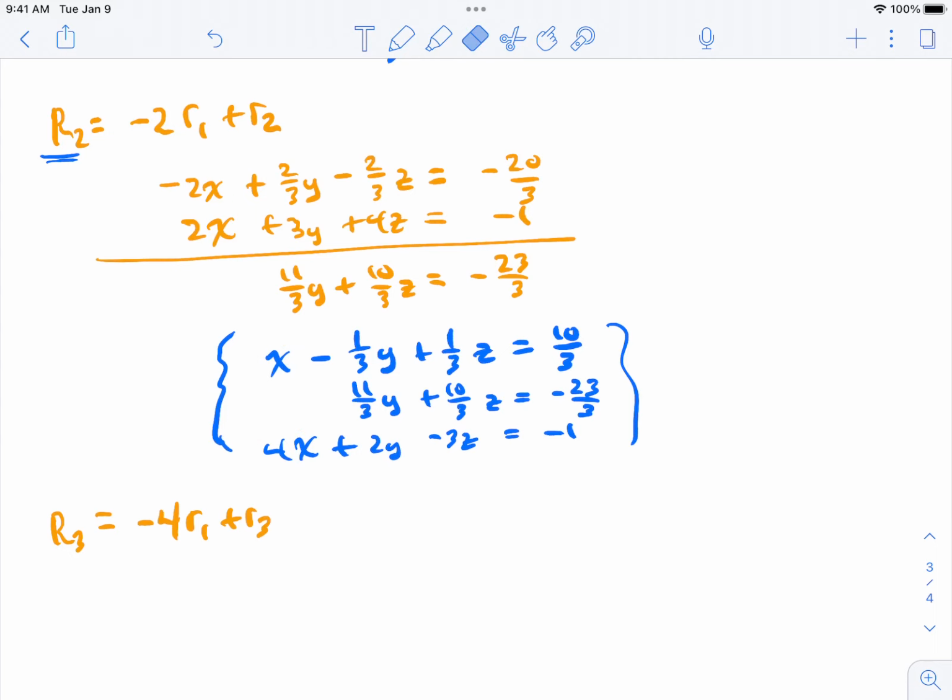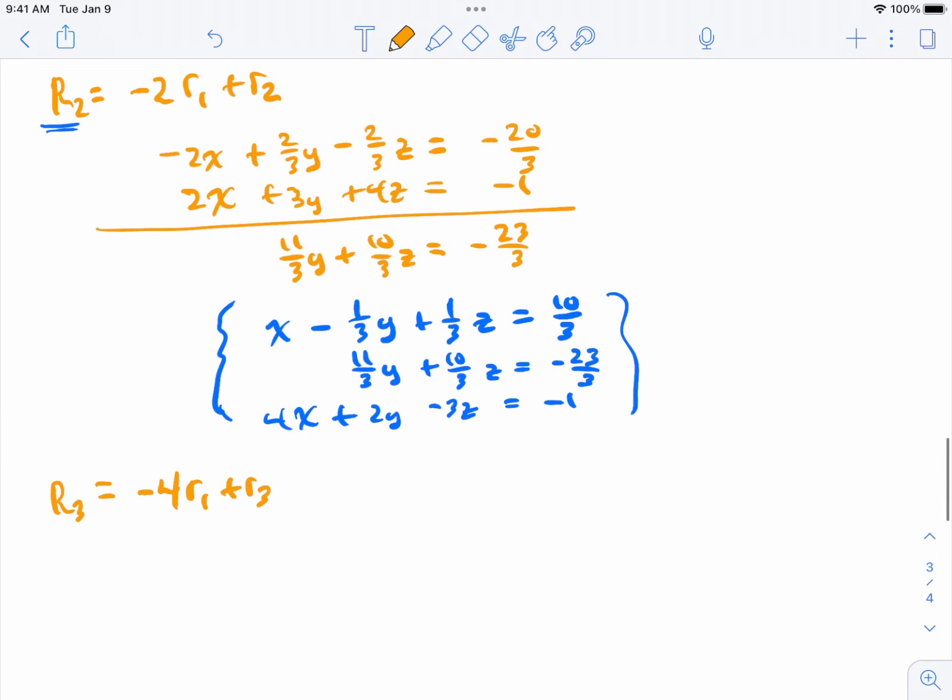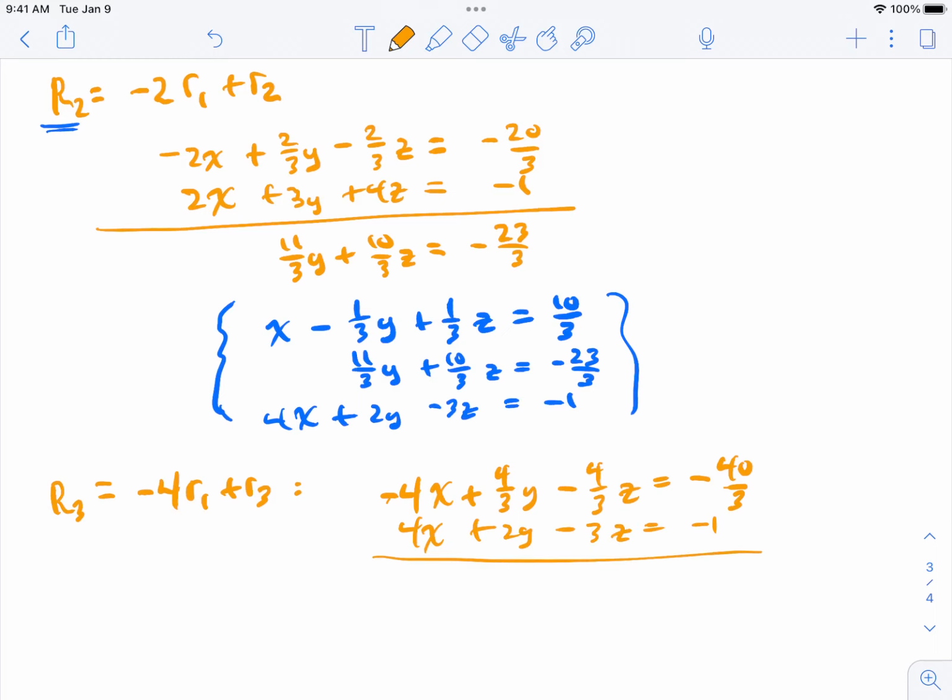Get that out of the way. So what's that going to look like? Negative 4 times row 1 is going to be negative 4x. Negative 4 times negative 1/3 is positive 4/3 y. Then I'll have negative 4/3 z equals negative 40 over 3. That's this whole row times negative 4. And we're adding row 3 to it, which is 4x plus 2y minus 3z equals negative 1. So the x's go away, boom.